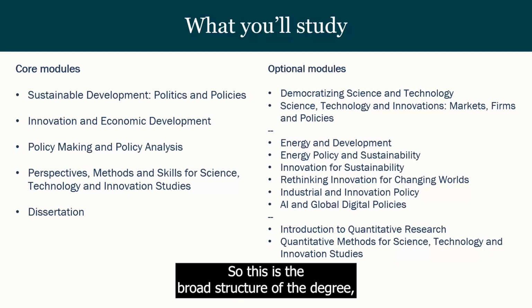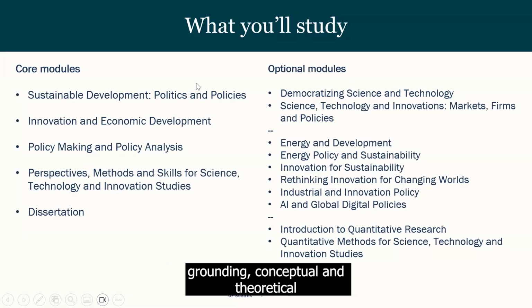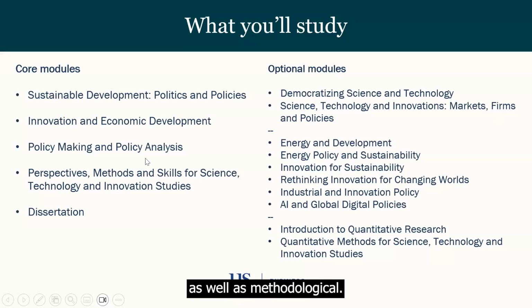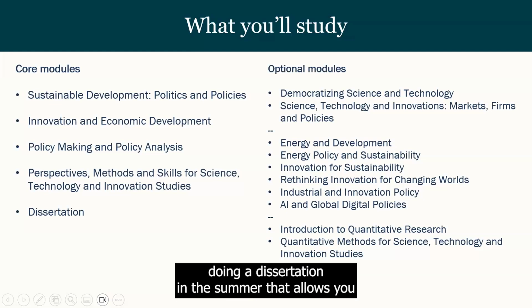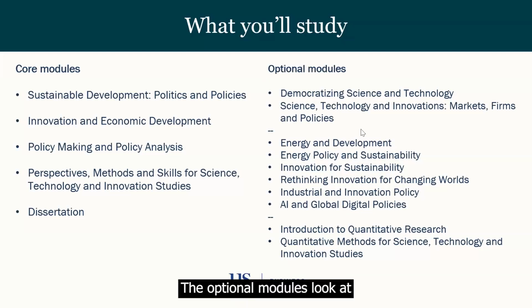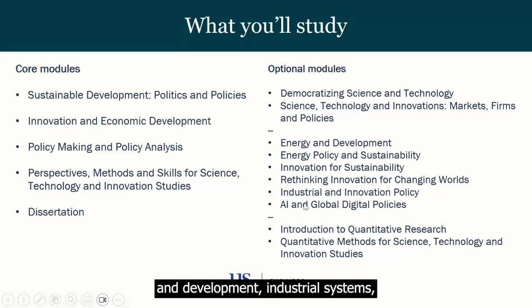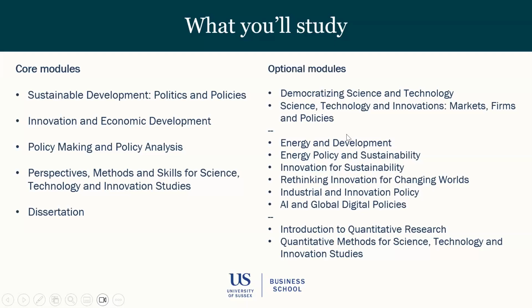So this is the broad structure of the degree. These are the 4 core modules that provide the grounding, conceptual and theoretical, as well as methodological. And then you also will be doing a dissertation in the summer that allows you to go deeper into an area that's of interest to you. The optional modules look at a range of different thematics. So thinking about innovation, science and technology, but also energy and development, industrial systems, AI and global digital policies. You can think about things like grassroots innovations, depending on what areas interest you.